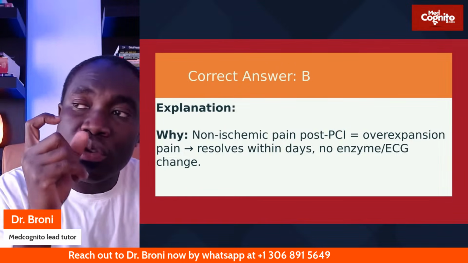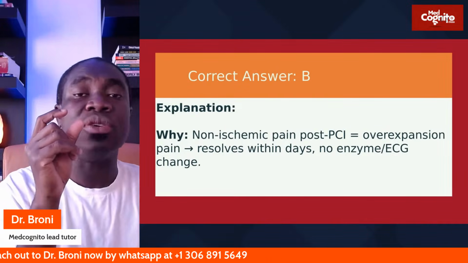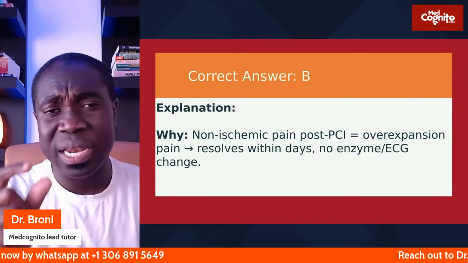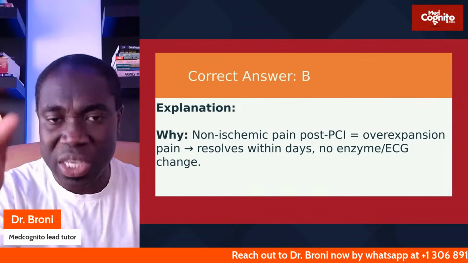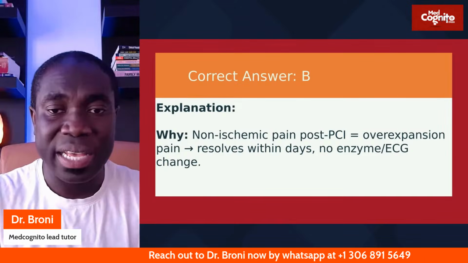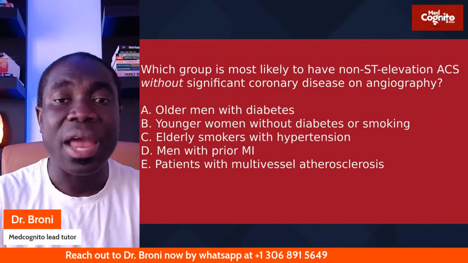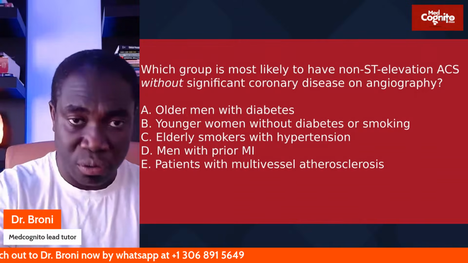And if you want to master that particular diagnosis, remember that when you do your troponin levels, the troponin levels will be normal. There will be no further ECG changes. That tells you that there's something happening in the stent, and reassure the patient that the pain will resolve.